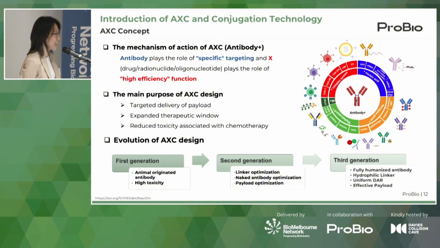Over the past few decades, there has been a lot of evolution in AXC design. It started in the early years with the first generation utilizing animal-originated antibody with high toxicity. Over the years, there have been a lot of improvements in the linker payload as well as the antibody. We are now at the third generation of AXC, which mostly utilizes fully humanized antibody with more hydrophilic linker, more potent drugs, as well as a uniformly distributed DAR, utilizing site-specific conjugation techniques.